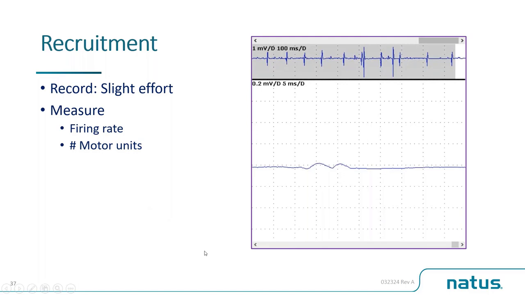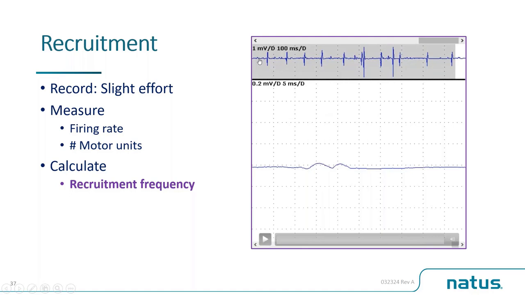So let's look at calculation of recruitment frequency. You can see this is 1 second at the top, or 100 milliseconds per division. This is motor unit potential number one, and it is separated in time by roughly 100 milliseconds. Or in the first half, you can see there are five discharges. So the firing rate is 10 hertz when you get activation of another motor unit. So the firing rate or the recruitment frequency in this instance, it's 10 hertz. Easy concept, but you can see it's not as easy to quantify it.